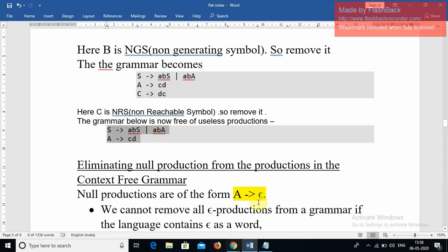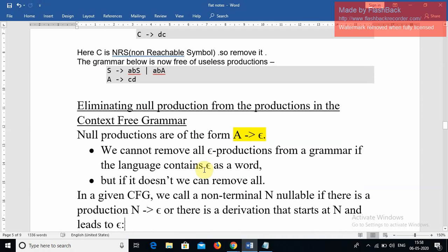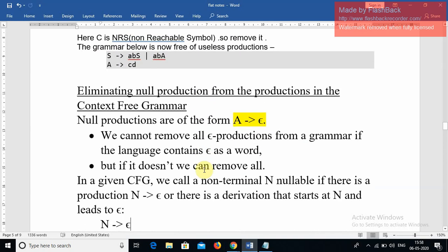Okay, and the next one, eliminating null productions. This is the second step in the minimization of a grammar. First we have to remove the useless symbols, second we have to remove the null productions, third we have to remove the unit productions. The second one is the elimination of null productions from the productions in the context free grammar. First you have to understand what is a null production. If any non-terminal symbol produces epsilon, that is null, then the production is said to be a null production.